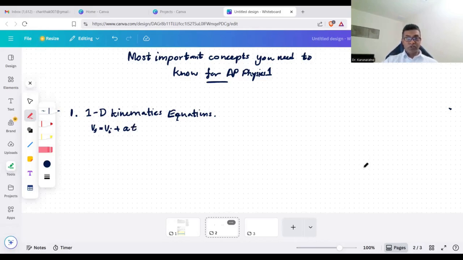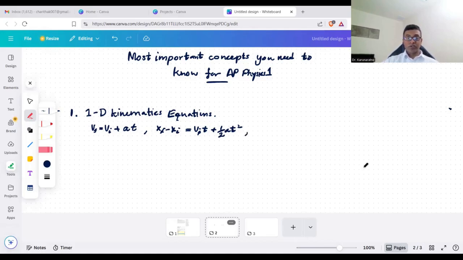Then we have another equation: x final minus x initial equals v initial t plus 1 half a t squared. Now, x final is the final position of the object or the particle. x initial is the initial position of the particle. v initial is the initial velocity of the particle. And the others I introduced in the first equation.